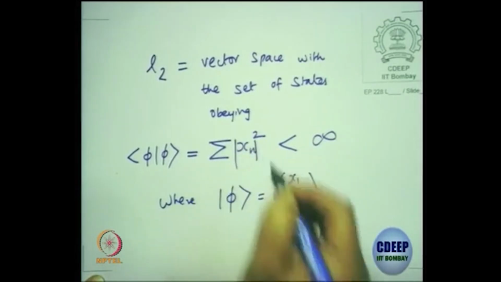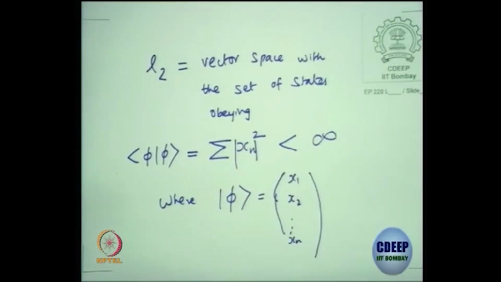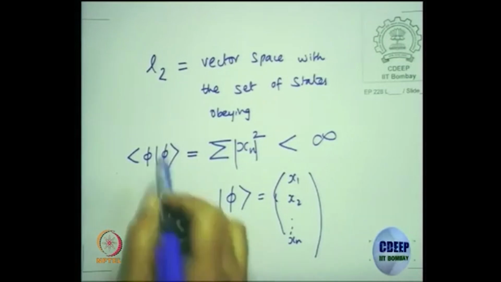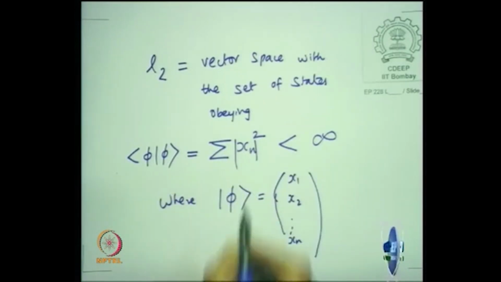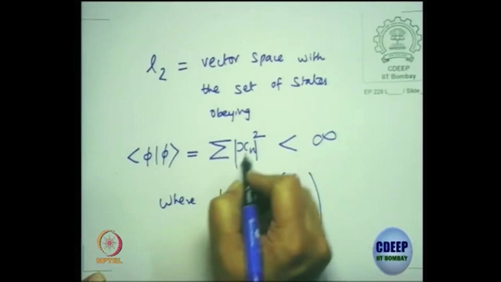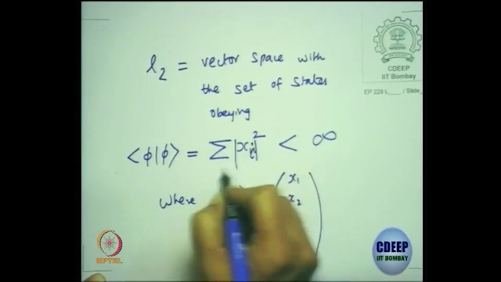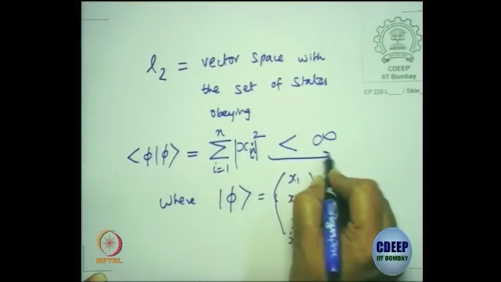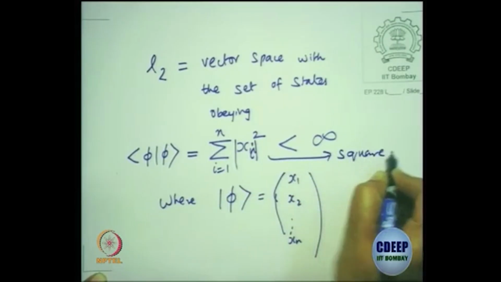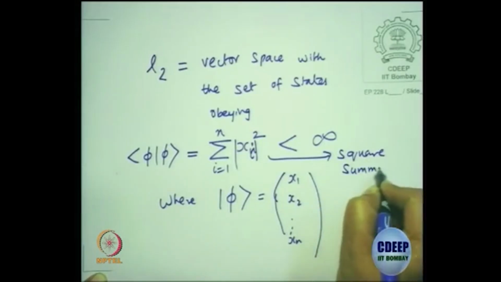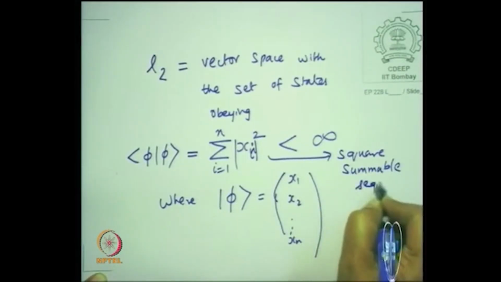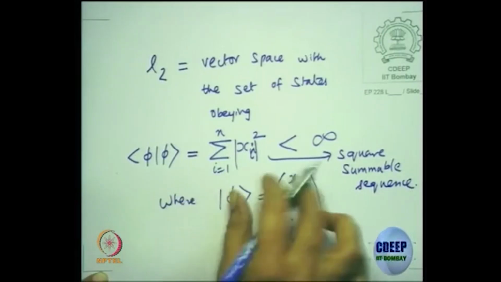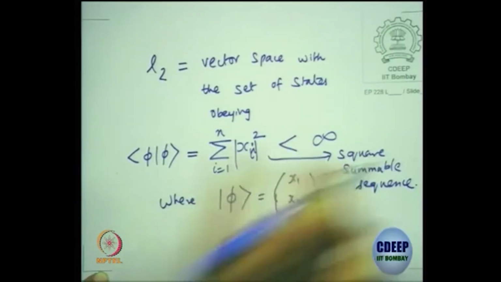Technically, I should put mod xi because I have not specified whether it is a real vector space or a complex vector space. So, the square integrable, square summable sequence. So, this condition which I have, maybe I should put an i from 1 to n. This condition is what we call a square summable sequence, that it sums up and it is finite.